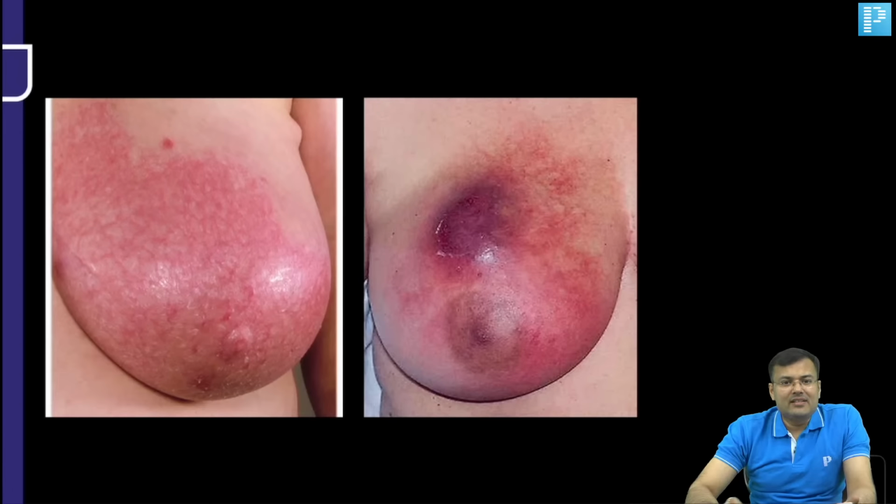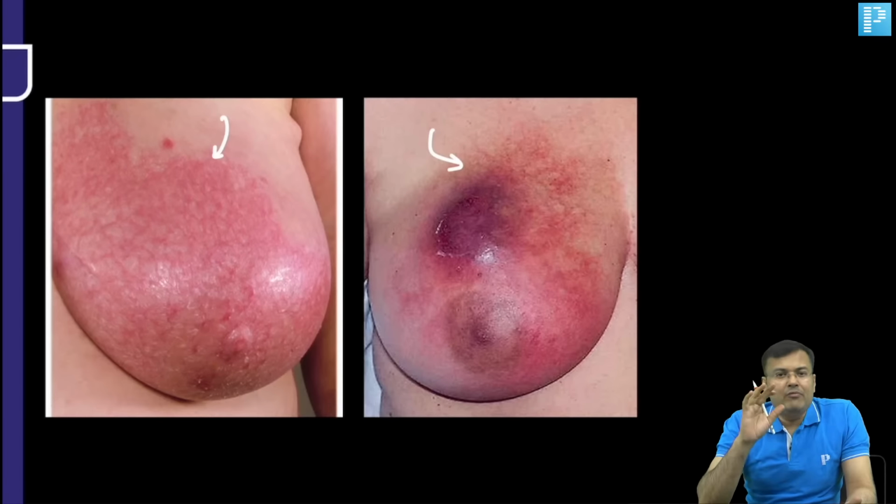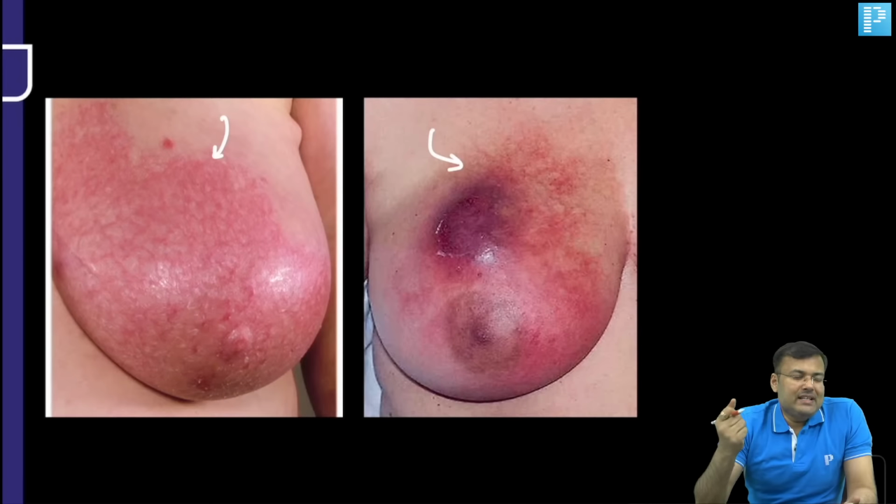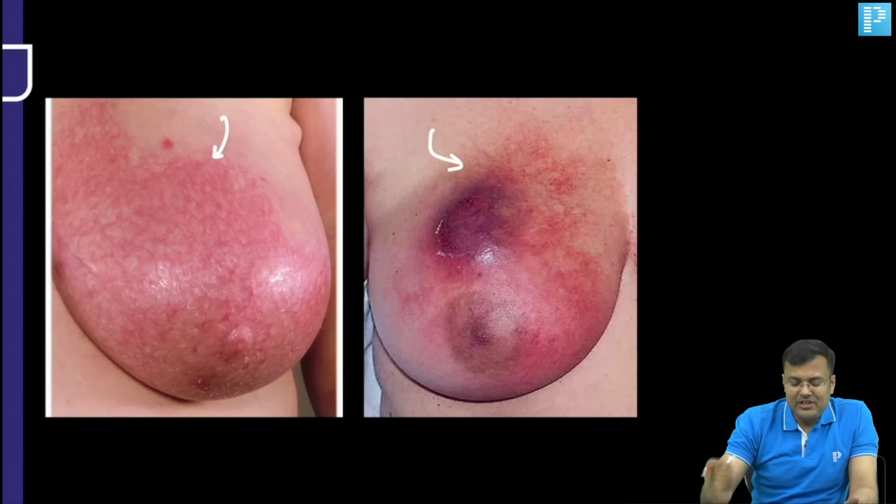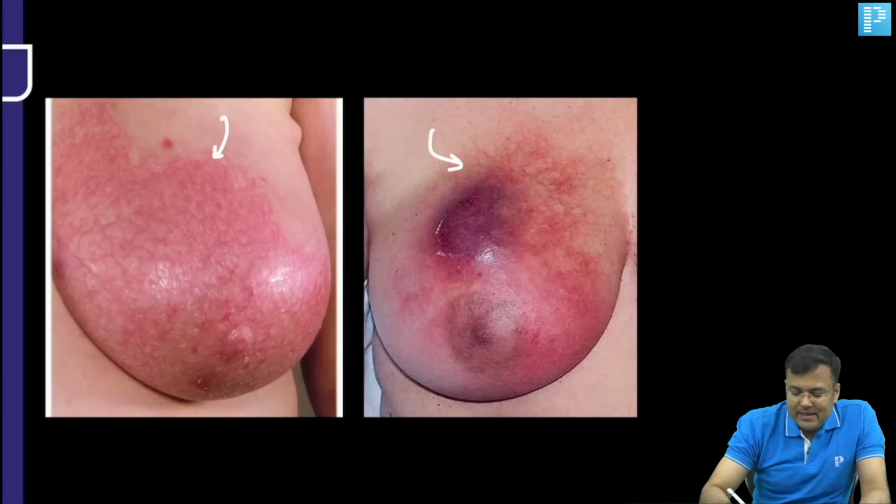Guys, see here, see the typical color pattern, the involvement. Whenever there are inflammatory changes involving the breast skin, and how much breast skin is involved? More than 33%, it is looking like mastitis. It is looking like an inflammatory condition. So, all of you know what's the name? This is inflammatory breast cancer.